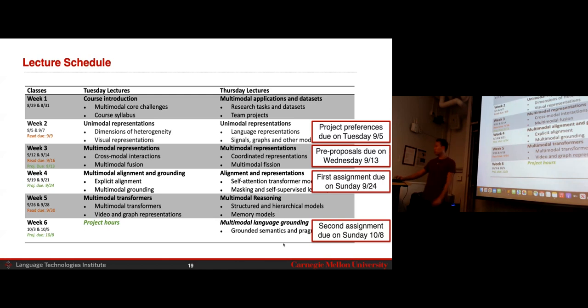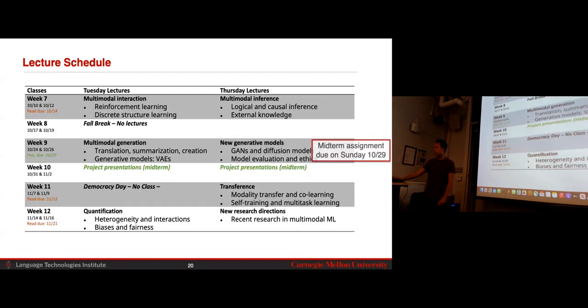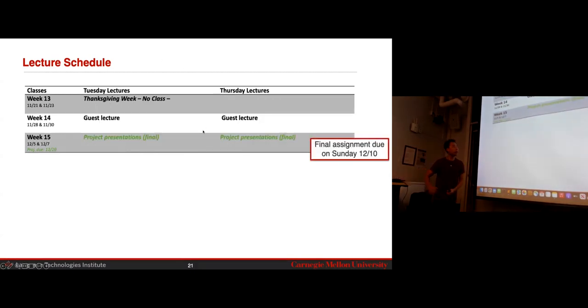And the second assignment would be running some of the multimodal state-of-the-art models, seeing where these models fail. Midterm assignment, towards the middle of the semester, is a report describing at least some investigations into the multimodal state of the art and some proposed ideas. We're going to have a short presentation by every team that week, an oral presentation describing their ideas and preliminary experiments. And finally, at the end of the semester, week 15 is when your final report is due.